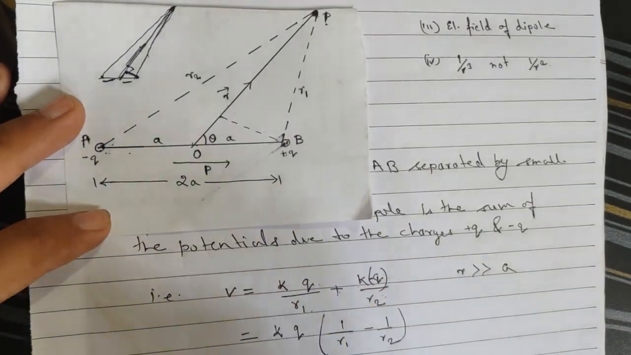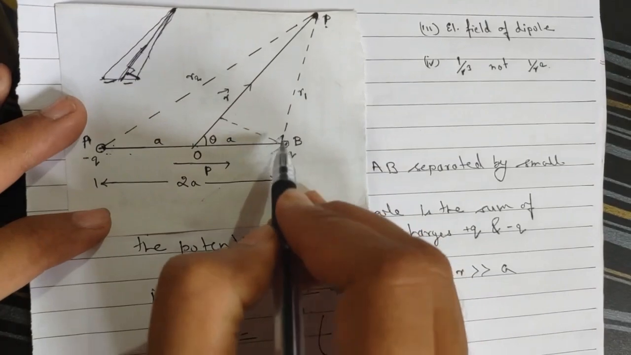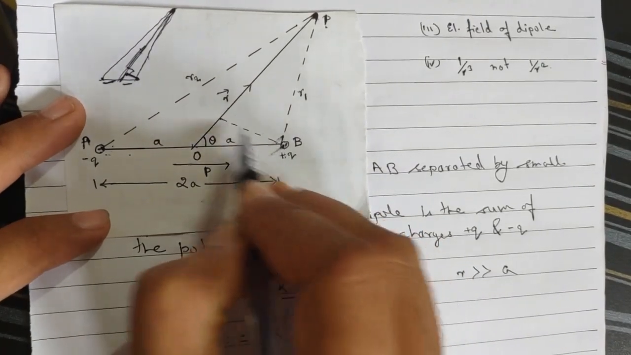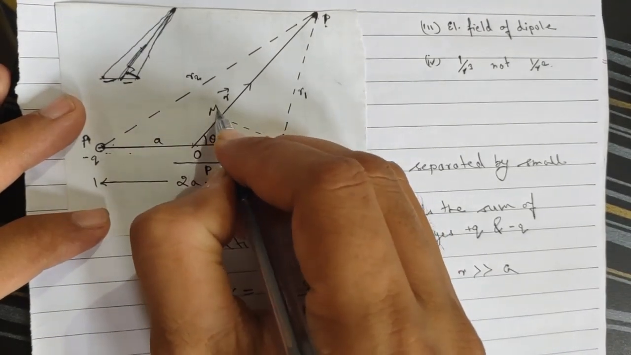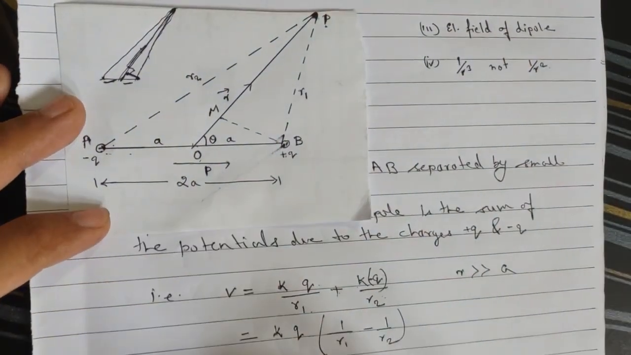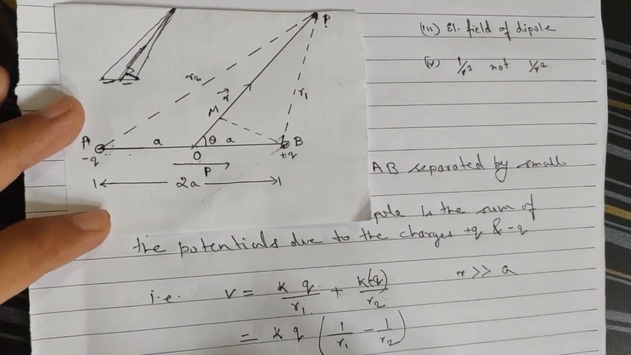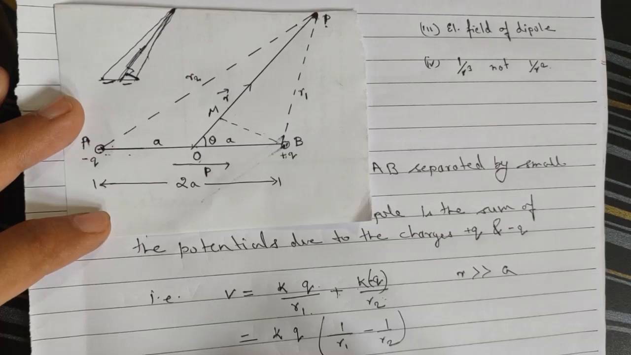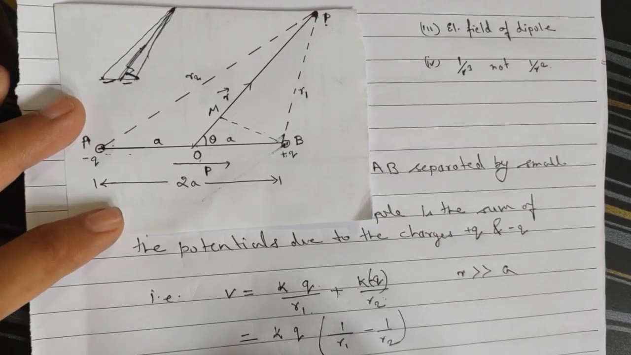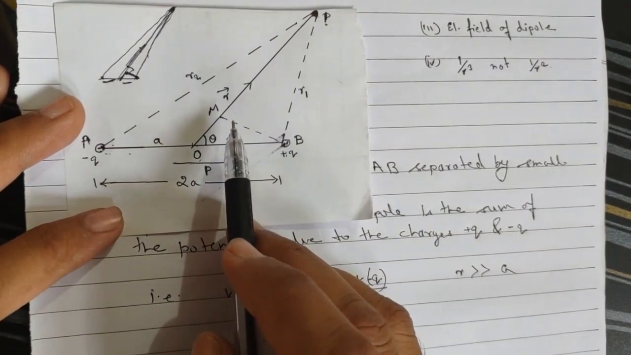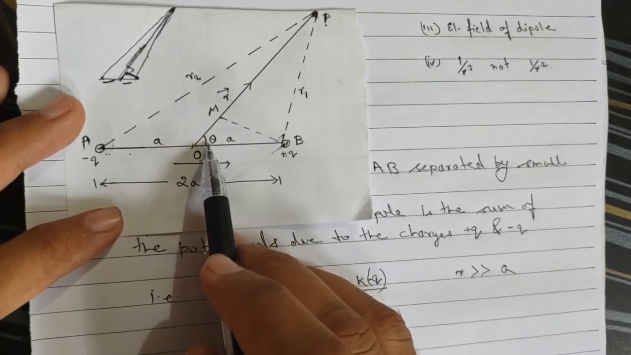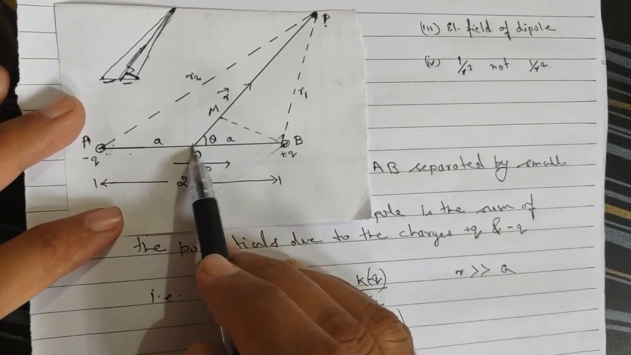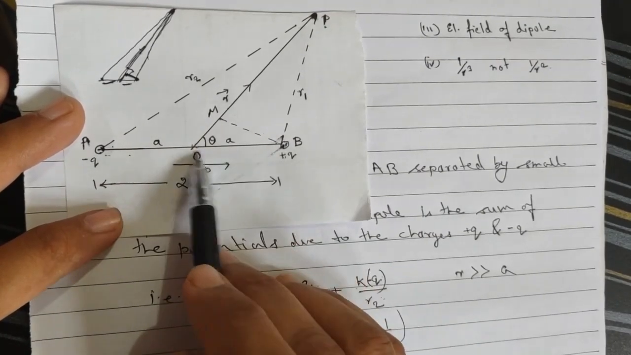So from the geometry, let us draw a perpendicular BM on this line OP. Okay, so what will happen now? What we can write in terms of this theta: this is the base, this is the perpendicular, this is the hypotenuse.